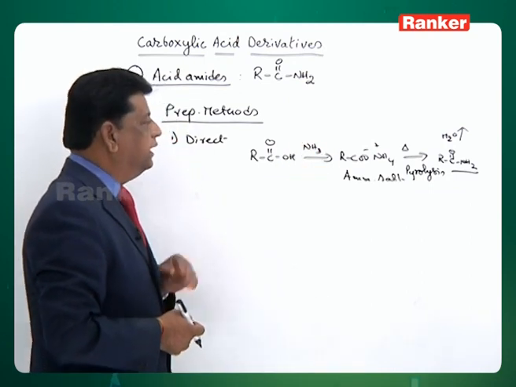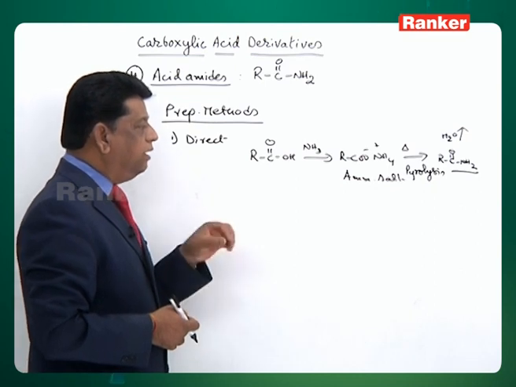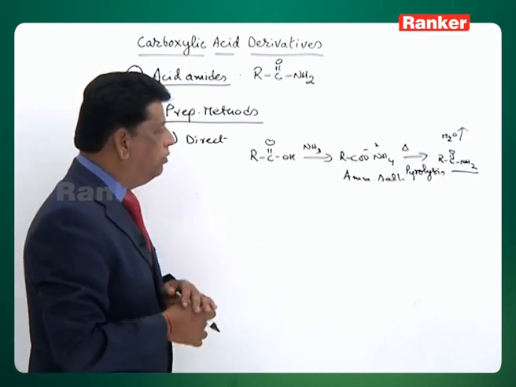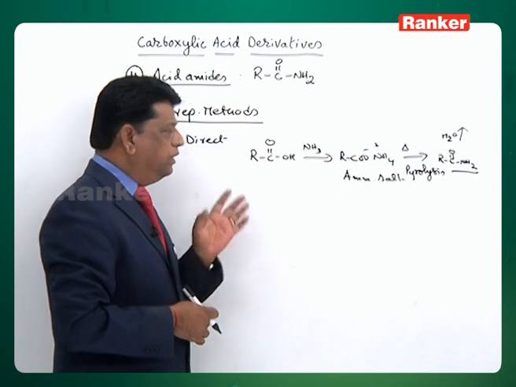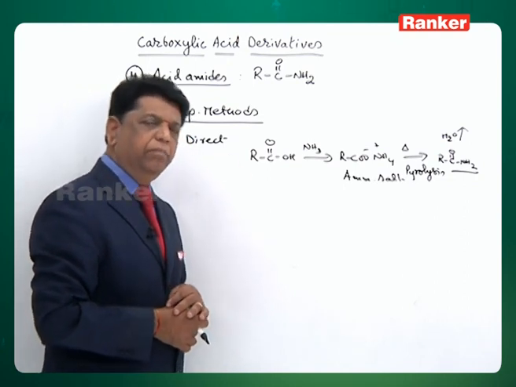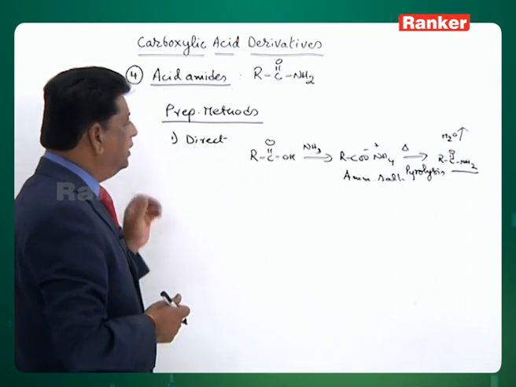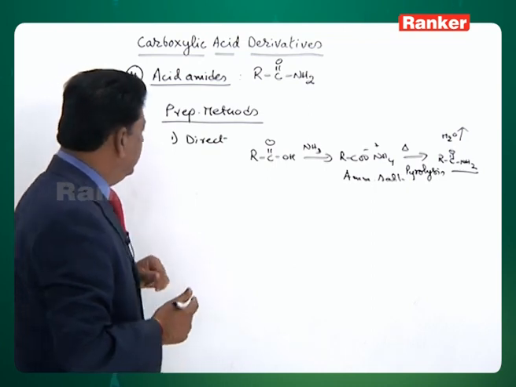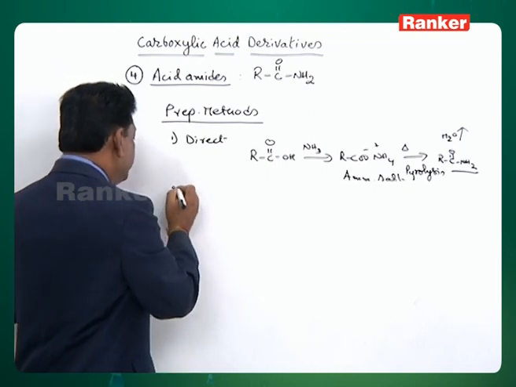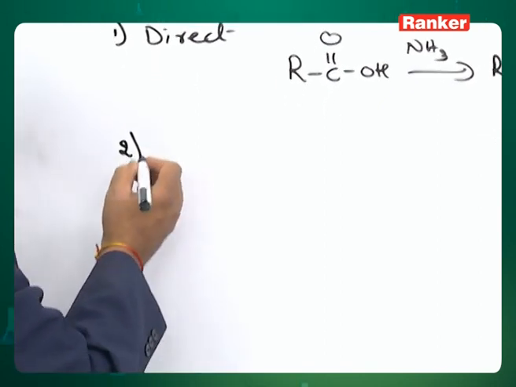Water goes first and then the amide melts and then the amide distills, and around 210 degrees or so the acetic acid amide can be prepared. Like this, from the carboxylic acid directly the amides can be prepared, or from the other derivatives.